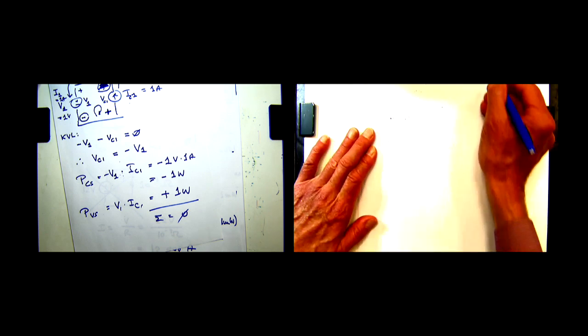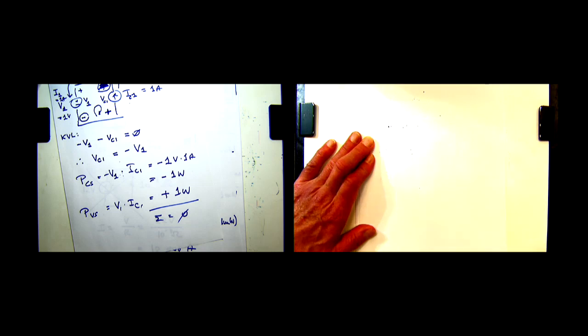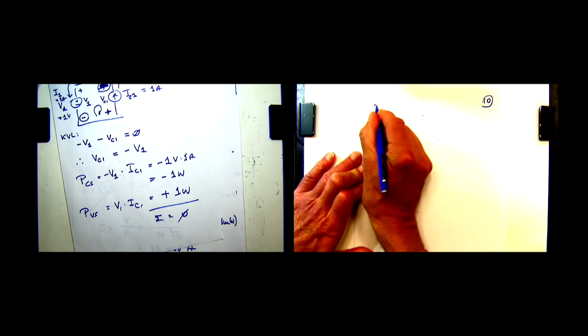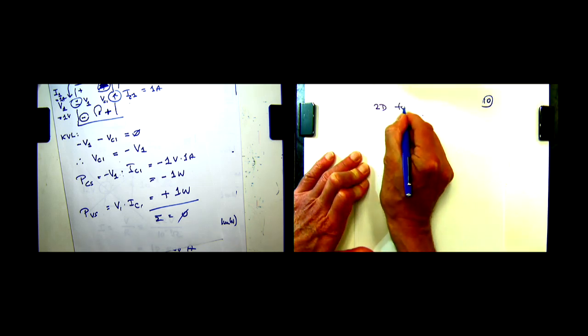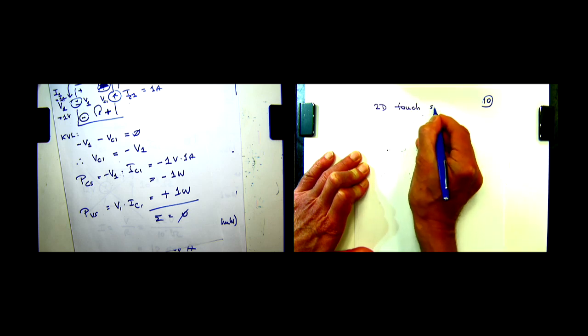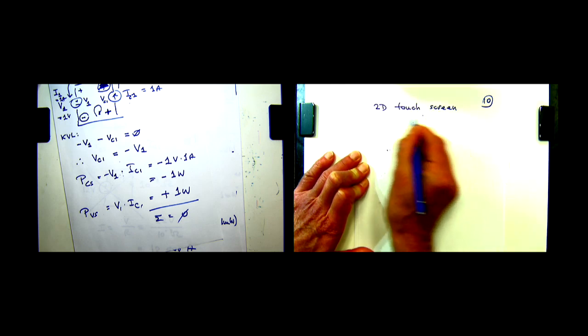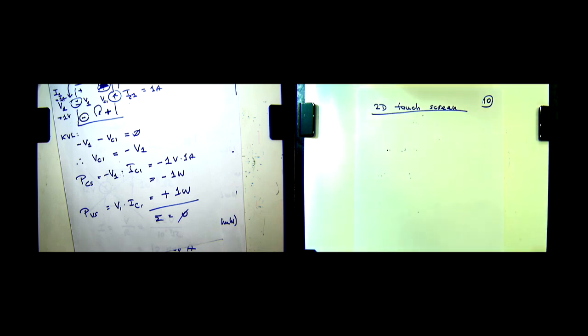So you're going to hook up a little computer to this thing, and then once you do that, it becomes a 2D touchscreen. So how does this thing work? Okay. We already had built a 1D touchscreen, okay?